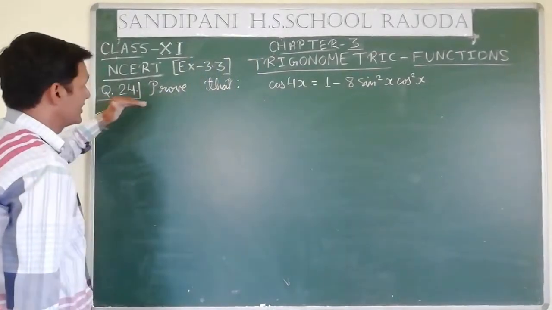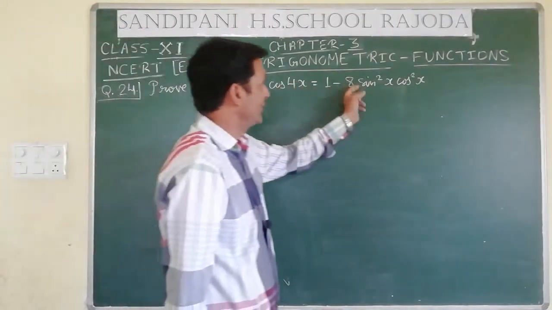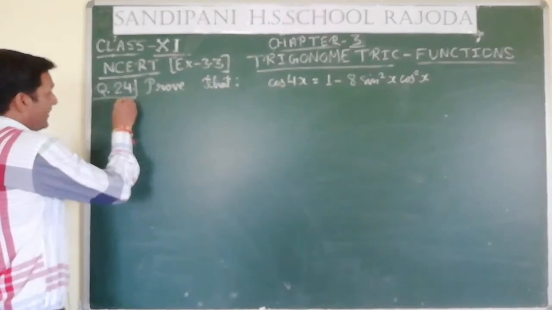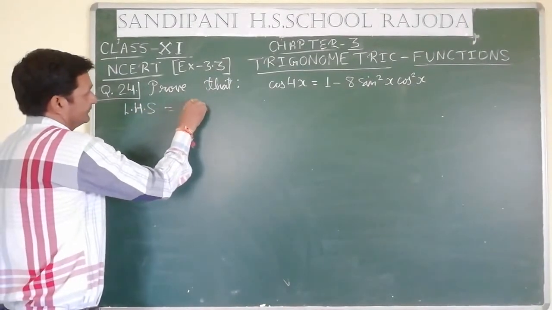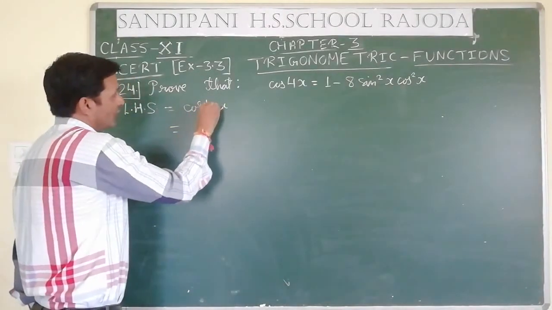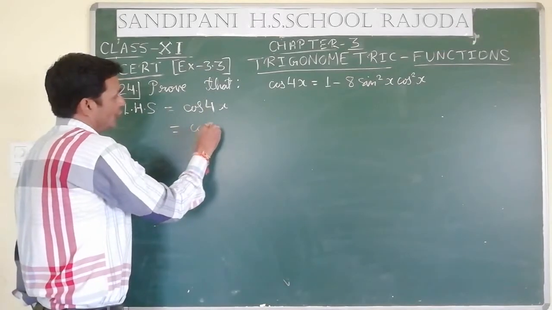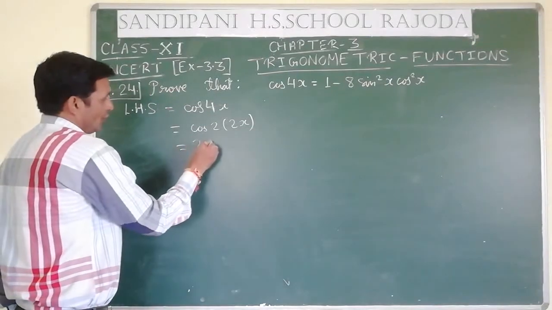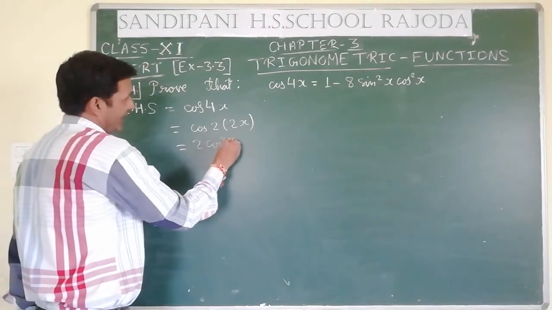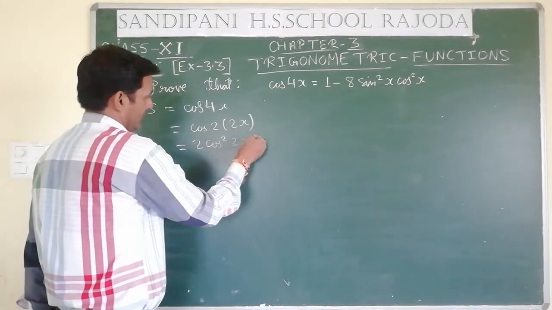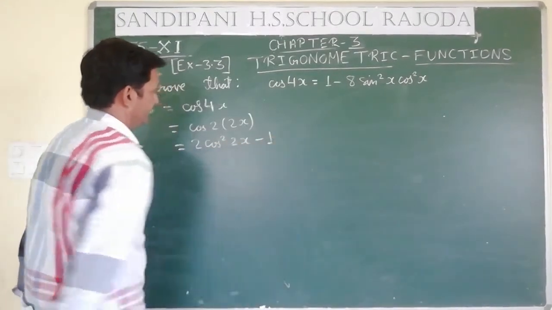So here the question is, prove that cos 4x is equal to 1 minus 8 sin square x cos square x. LHS part is cos 4x. Cos 4x means we have to write here cos 2 into 2x. It is equal to 2 cos square 2x minus 1. Why is it so?